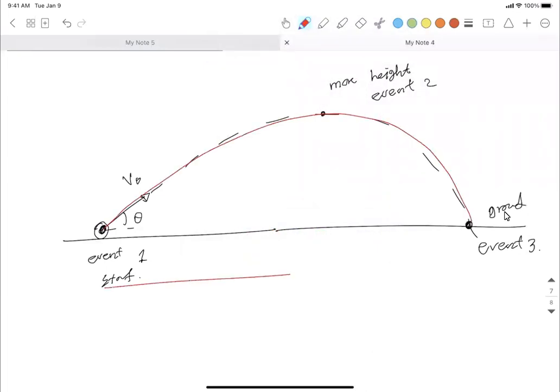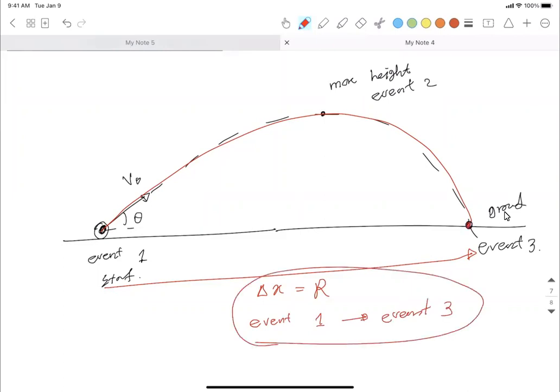Let's say the problem is asking you to find the range, that's the displacement along the x direction. You will need to consider, in order to get here, event 1 through event 3. You have to consider the whole motion in order to get the range from here to here. Sometimes it will ask for total flight time. How long does the object stay in the air? In order to get the total time, you have to consider the total motion, event 1 starting to the end.